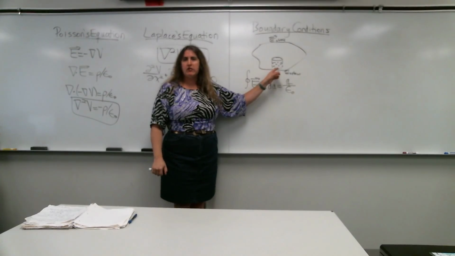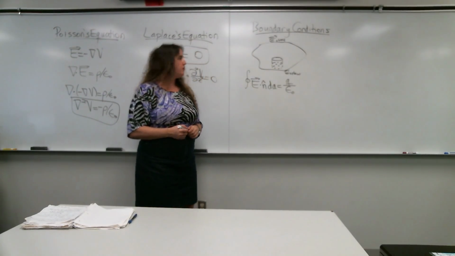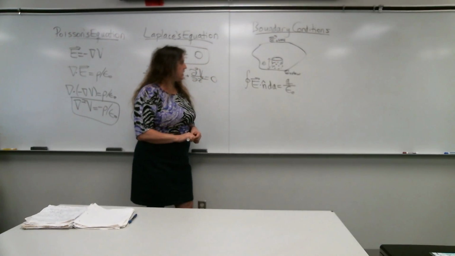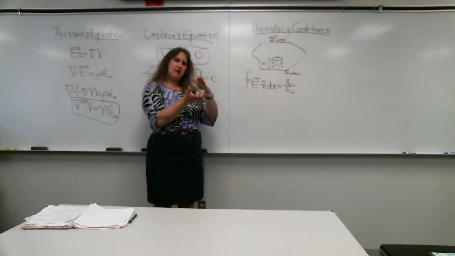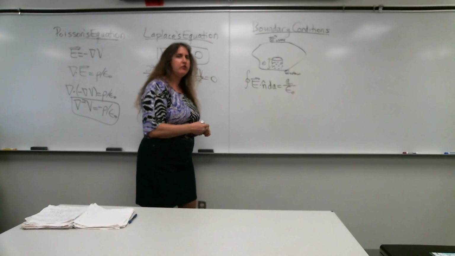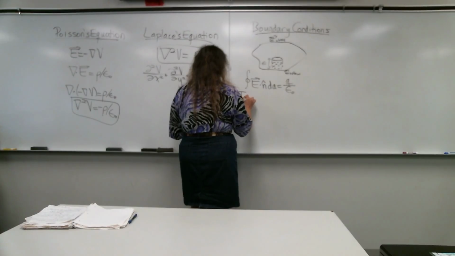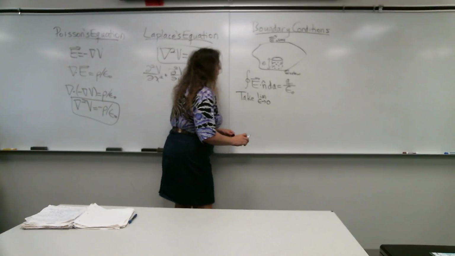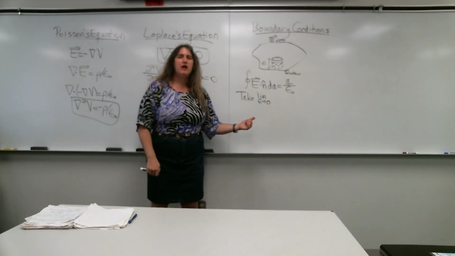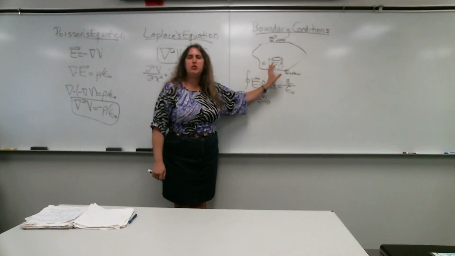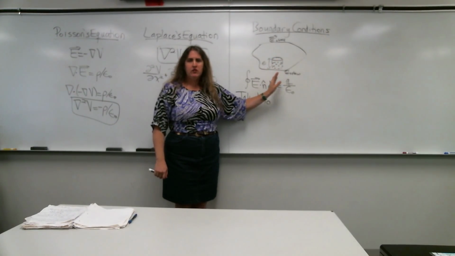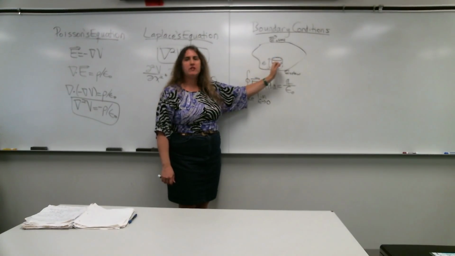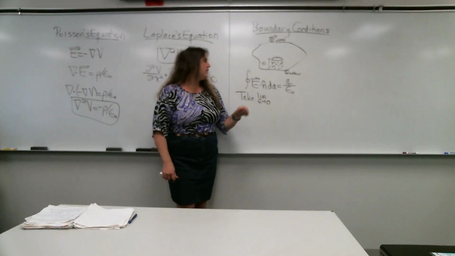My pillbox is going to straddle this interface. I'm going to make it have thickness epsilon. And I'm going to shrink that epsilon. I'm going to take the limit as it goes to 0. When I do that, I'm not going to get any contribution from the sides of the pillbox. The only thing that's going to contribute is the normal part of the electric field that's pointing up, and the normal part that's pointing down.